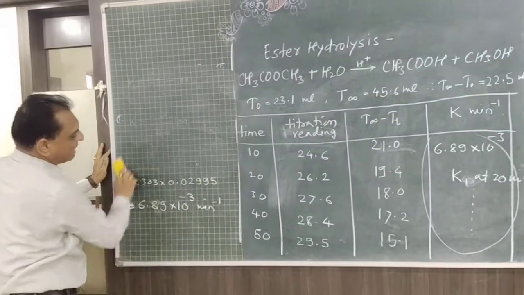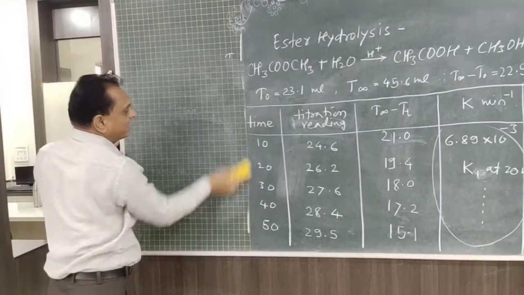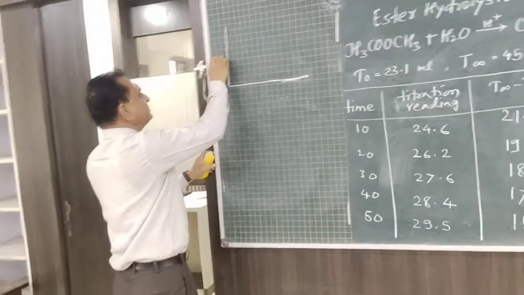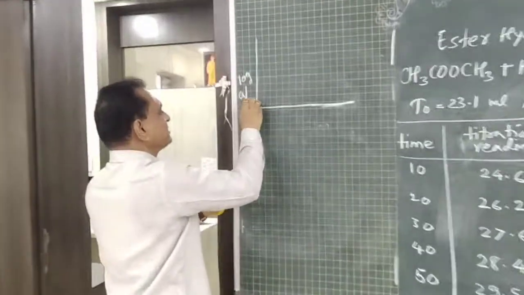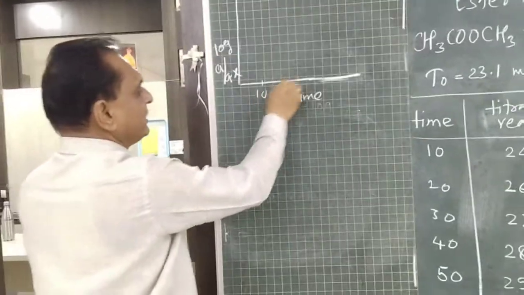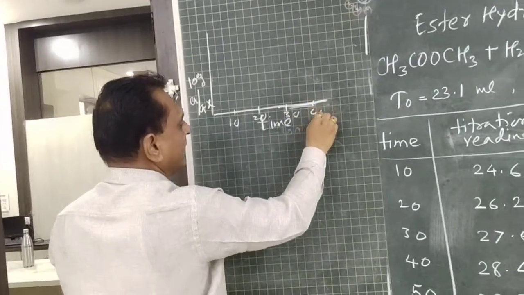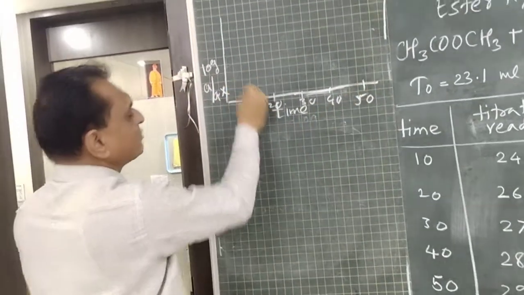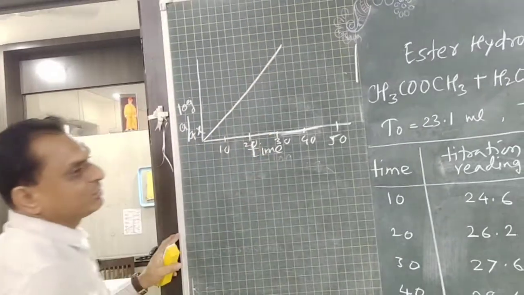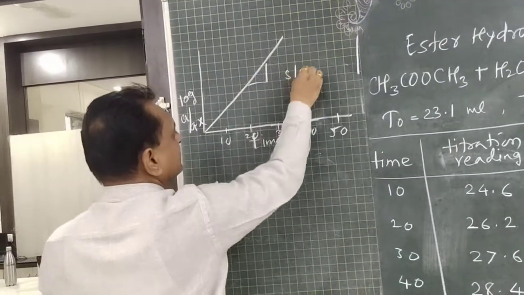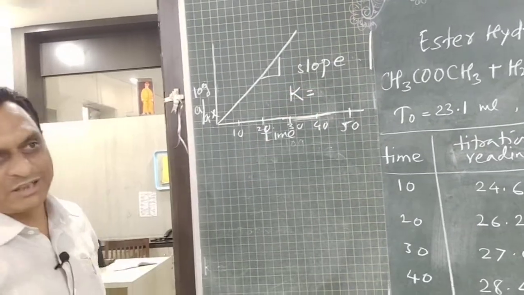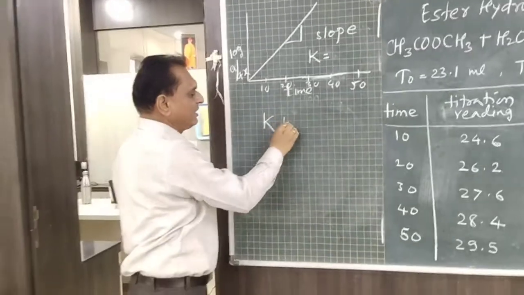Afterwards we have to go for the graphical representation, or determination of K value by graph. For that purpose we have to plot the graph of log of a upon a minus x versus time t. So at the 5 points 10, 20, 30, 40 and 50, these values are for log of a upon a minus x. This graph is a straight line graph passing through the origin. We have to find the slope of the graph, and from the slope of the graph we have to calculate the K value here. So this K value is K by graph.